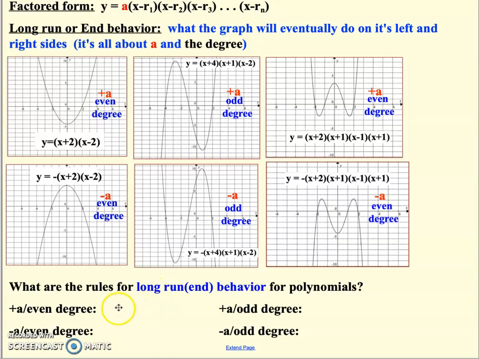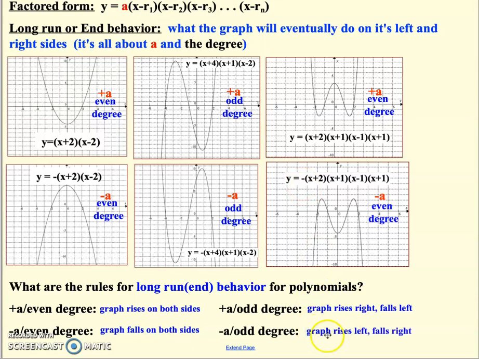So to summarize, I think the evens you'll get down really quick because they match a parabola. The odds you've got to figure out which one is which. But here's how we state it. Positive and even, we say the graph rises on both sides. If it's negative and even, it falls on both sides. So again, it acts like a parabola. Positive and odd, rise on the right, fall on the left. That's this one. And negative will be rise on the left, fall on the right.